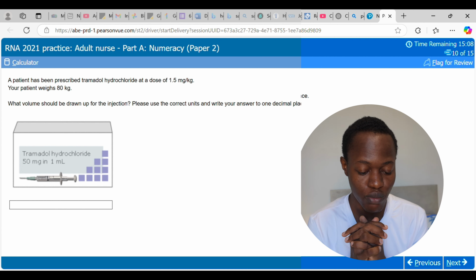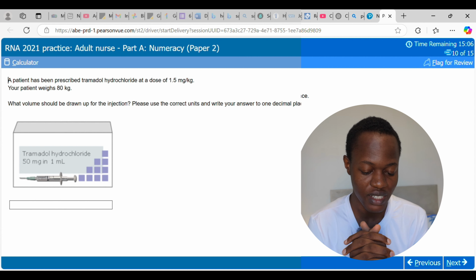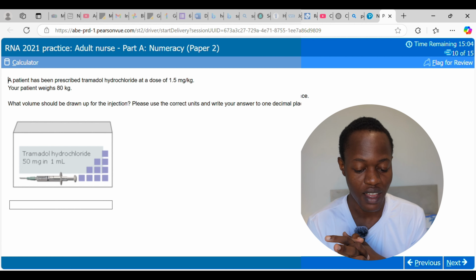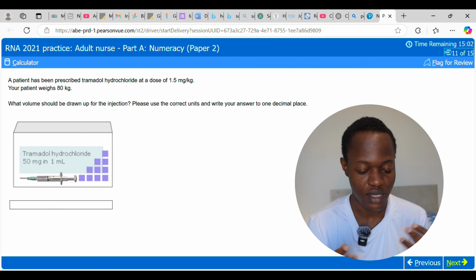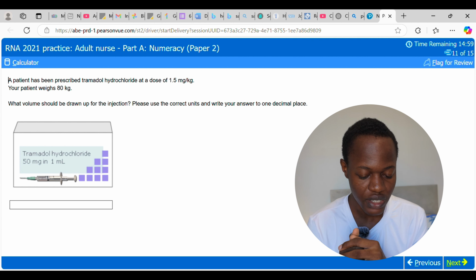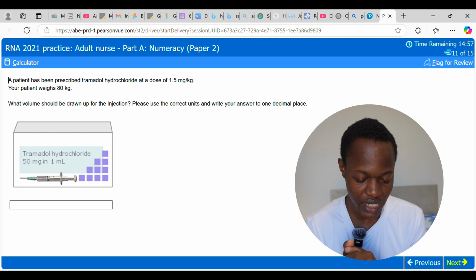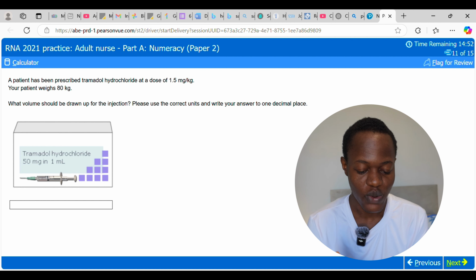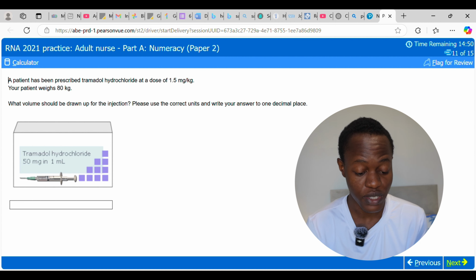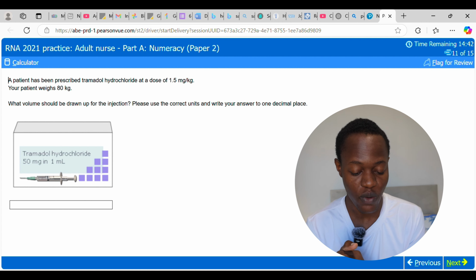A patient has been prescribed tramadol hydrochloride at a dose of 1.5 milligram per kilogram. Tramadol is for pain relief. Your patient weighs 80 kilogram. What volume should be drawn up for the injection? Now, we are not given the actual dose this person should take. So the first thing you have to do is multiply 80 kilogram by the dosage, which is 1.5 milligram per kilogram. And that is basically 120.